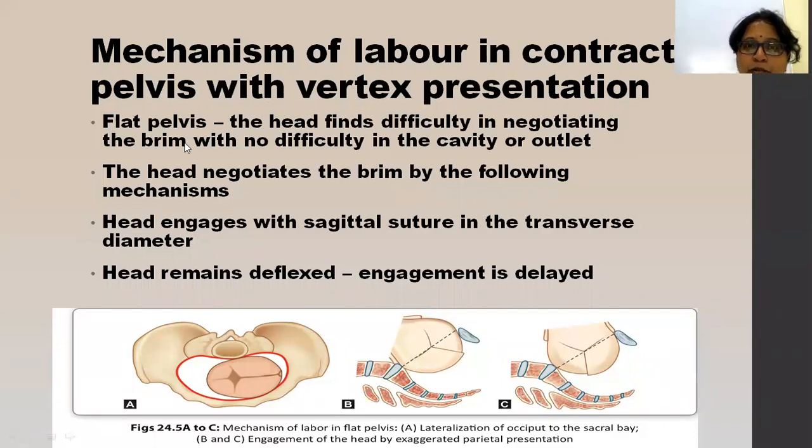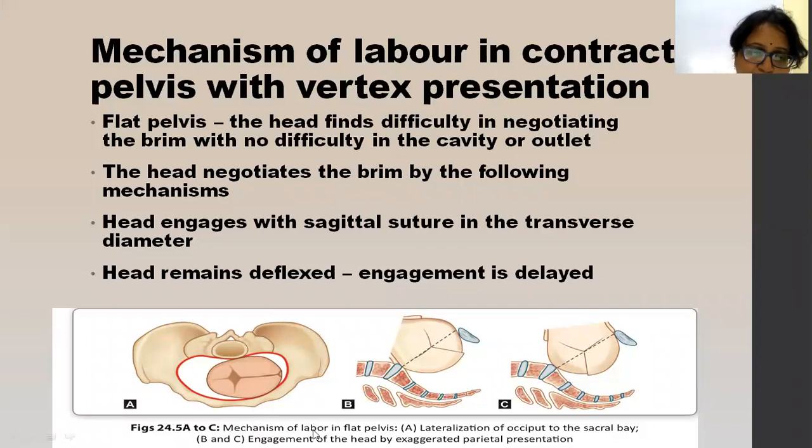So mechanism of labor is only seen in case of platypelloid pelvis. In platypelloid pelvis, the head finds difficulty in negotiating the brim of the pelvis. So there is difficulty only in negotiating the brim. Once it crosses the brim, then the cavity and outlet are adequate enough so that normal delivery will happen. So there is no difficulty faced while negotiating the cavity or the outlet of the pelvis.